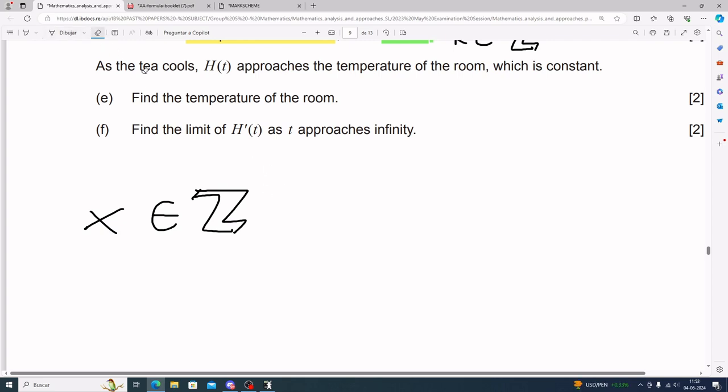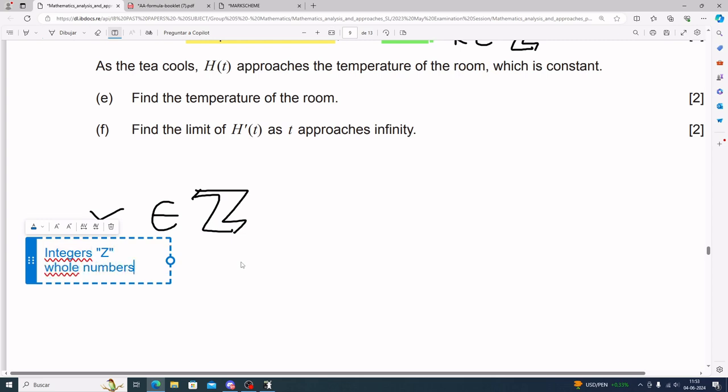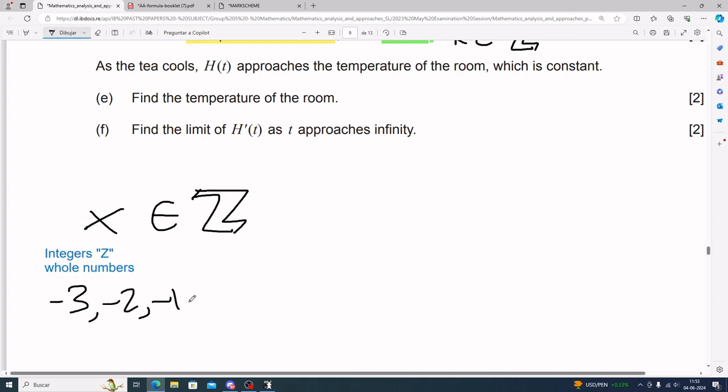So let's first talk about just integers. Let me write this down. Integers, which is the big Z symbol, are just going to be whole numbers. And so whole numbers can be -3, -2, -1. I'm pretty sure 0 is included, right? Then 1, then 2, then 3.